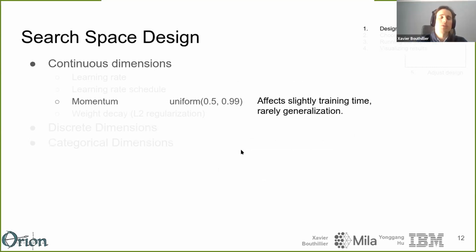Another hyperparameter that we often see is the momentum. It does not very much affect the generalization. It's more about the training time, so it may make your training a bit faster. So if you are in a case where you don't have time to train your model until convergence, it may be good to try to optimize the momentum. But if you have time to let it train until convergence all the time, then it's maybe better to just fix it and avoid this one to make the optimization easier.